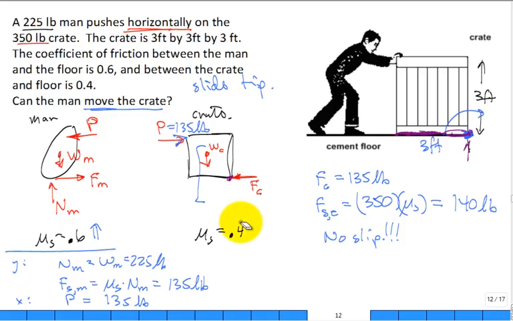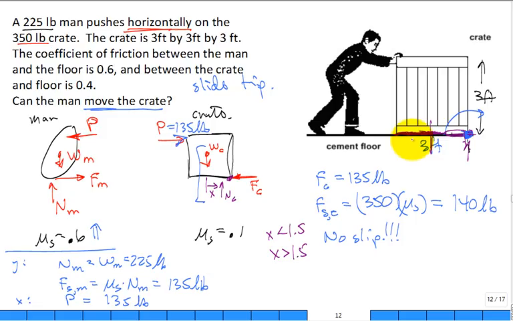So what you do is solve for the distance x where N sub C should be located. Then you compare: is x greater than 1.5 or less than 1.5? 1.5 is the half distance between the center and that corner. If it's less, you're good; it's not going to tip. If it's greater, you're tipping. If it's equal to 1.5, you're right at the cusp of tipping.